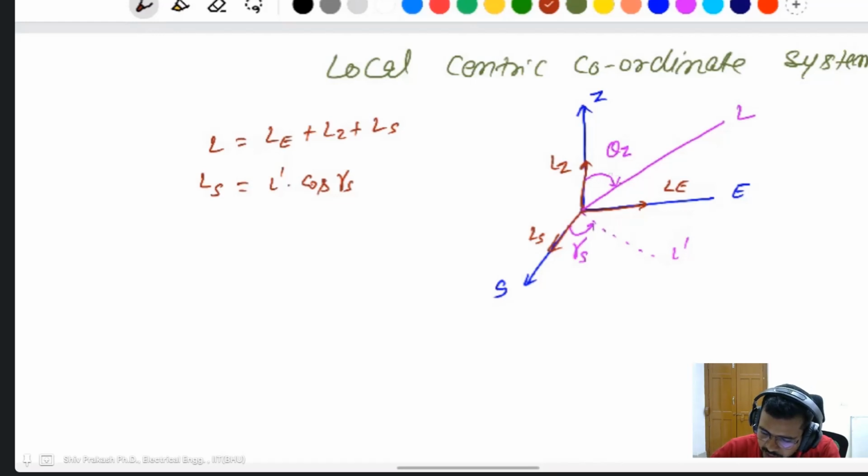But if this angle is theta Z, then this angle will be 90 minus theta Z, because the horizontal plane is displaced by 90 degrees from the Z axis, the zenith axis. That's why this will be theta Z, then 90 minus theta Z, and L dash is equal to L sine theta Z. That's why LS is L sine theta Z into cos gamma S.